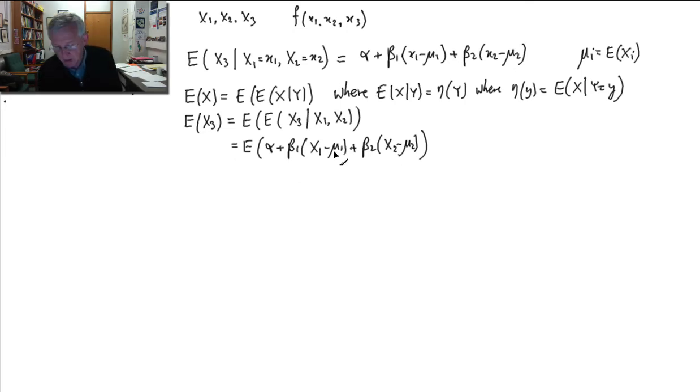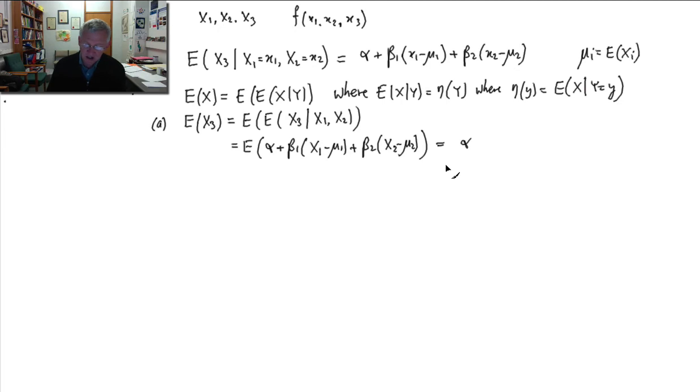And when you take expectations through here, you can see this is just mu1 minus mu1. So this term drops out and this term drops out. By definition of the mu i, they're equal to the mean of x1 and x2. And so that answers part A of the problem straight away. That's just alpha.